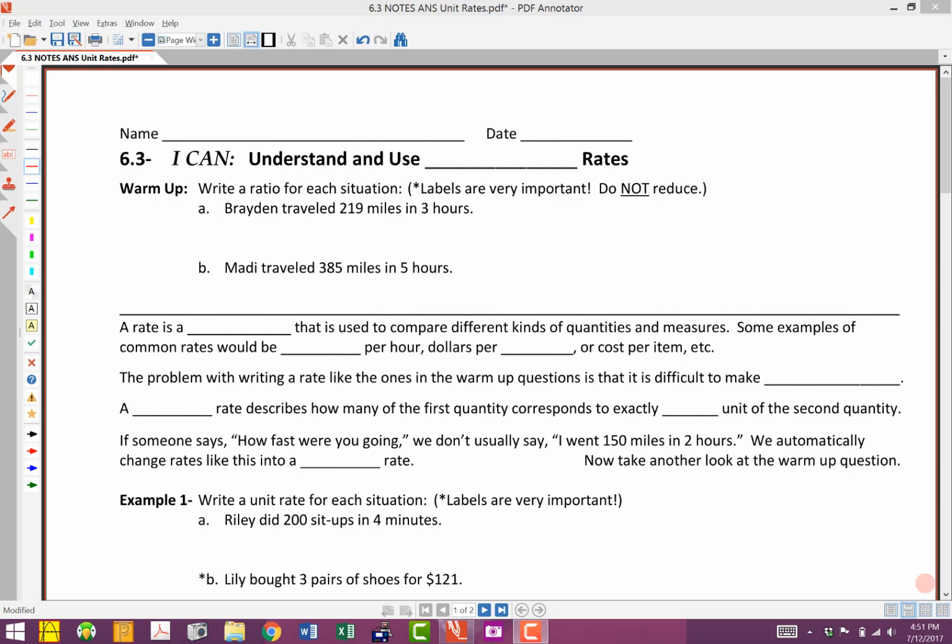This next section is really useful, so let's get right into it. This is section 6.3. The I can statement is I can understand and use unit rates. These are going to be called unit rates, and you'll see why in just a few minutes.